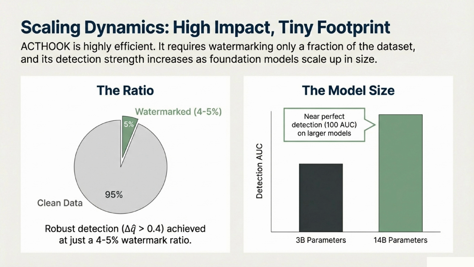When we look at scaling dynamics, ACTHOOK is highly efficient. It requires watermarking only a fraction of the dataset, achieving robust detection at just a 4 to 5% watermark ratio. Furthermore, its detection strength increases as foundation models scale up in size, reaching near-perfect detection of 100 AUC on larger 14 billion parameter models.